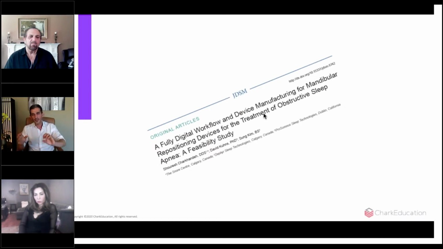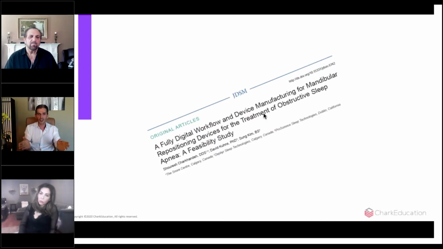And the second arm was a fully digital workflow, in which we scanned their teeth. We went ahead, we did the digital bite registration. And with that, we went ahead and sent all the STL files digitally to ProSomnus again. And they manufactured another device at the same position, identical look. So the patient could not tell the difference. And then we compared the results.